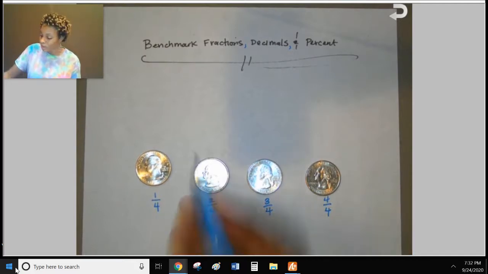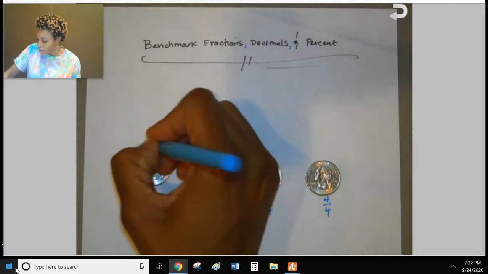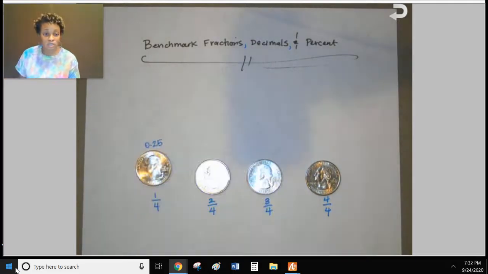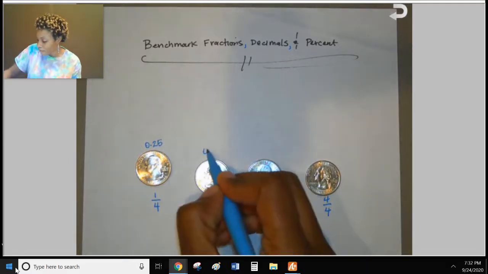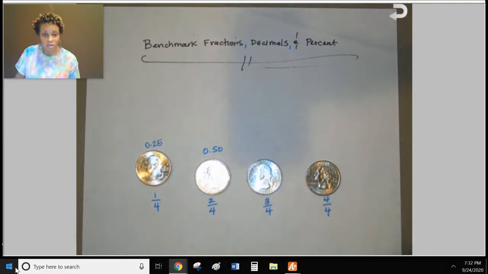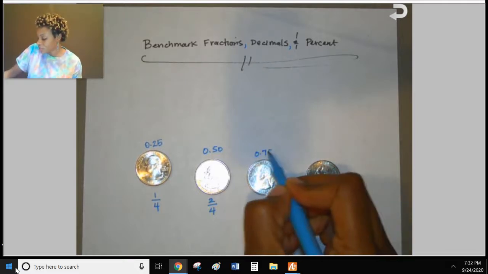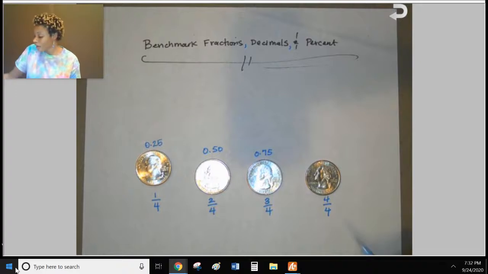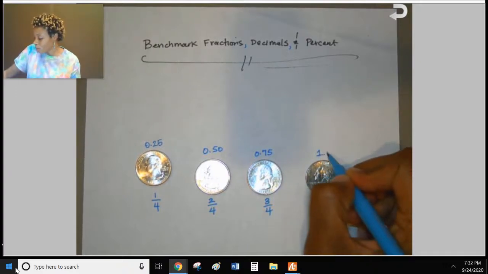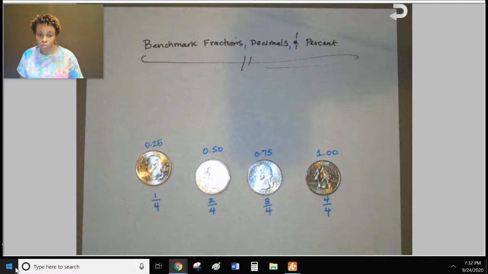We know that 1 quarter is 25 cents, which is 25 hundredths as a decimal. 2 quarters is 50 cents or 50 hundredths. 3 is 75 cents or 75 hundredths. And 4 make $1, which is 1 whole. I also know that 50 cents is half of a dollar. So 2/4 simplifies down to 1/2.